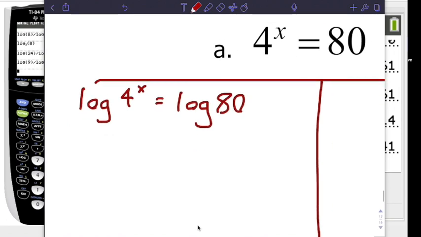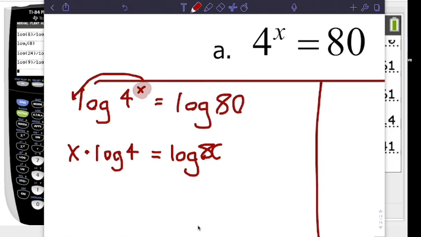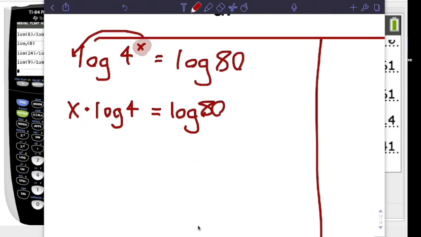Okay, and then I guess what you want to do here is get the x by itself. So we're going to put the x out in front. We're going to use one of those expand and condense properties and call this x times log of 4, and then equals log of 80. And then to get rid of this log of 4, we're going to divide both sides by log 4.